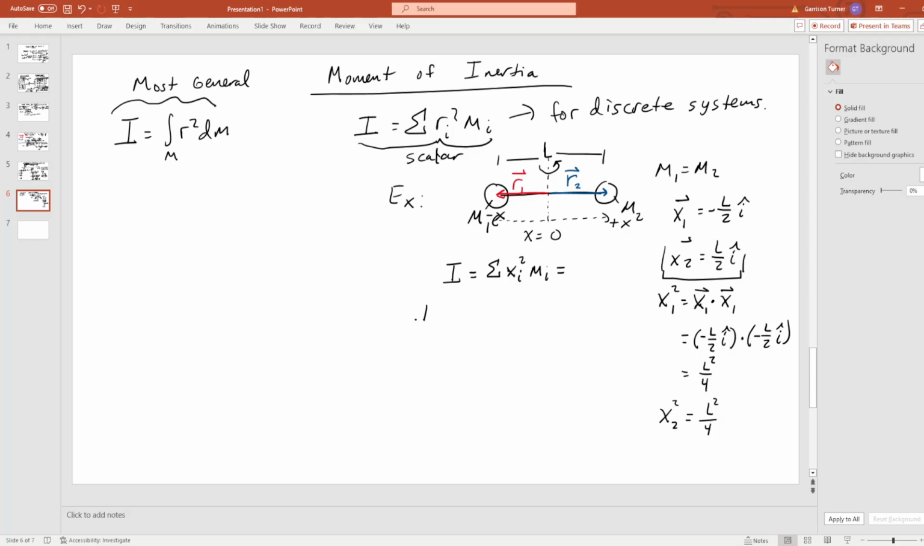So my moment of inertia is going to be L squared over 4 times m plus L squared over 4 times m. And so this is going to give me L squared m over 2.